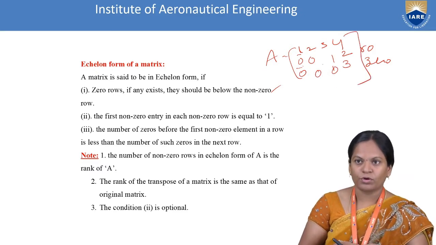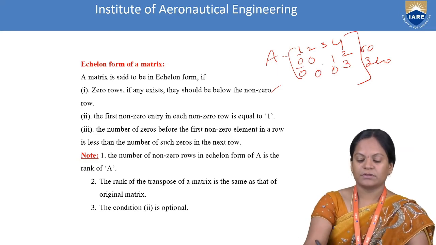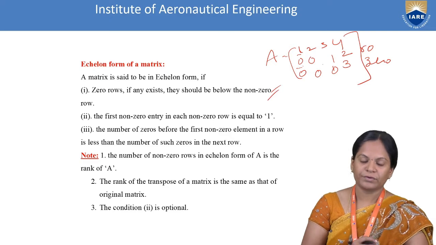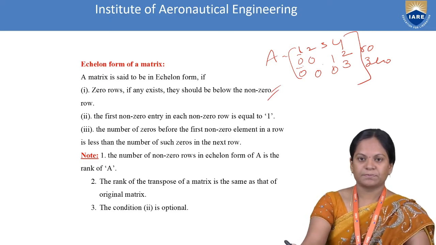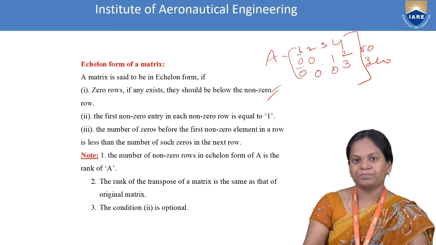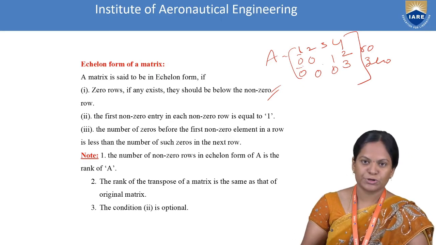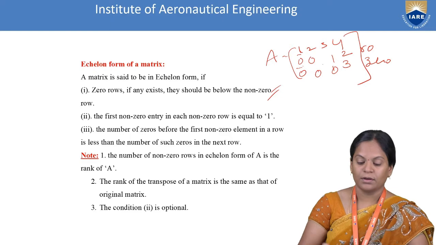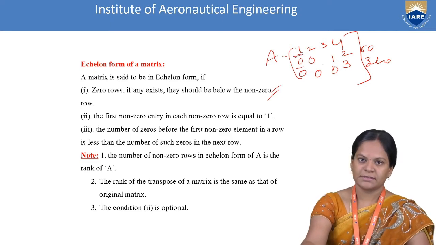Why is it in Echelon form? The first condition is: if any zero row, it should come after the non-zero rows. In this matrix there are no zero rows. And the second step: what is the second step? In any non-zero row, the first non-zero element must be equal to 1. So the first entry in the first row is again 1.